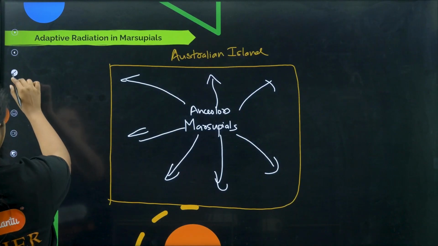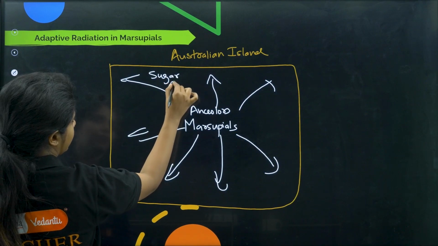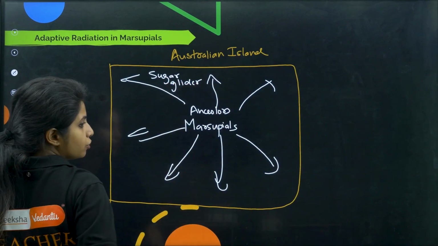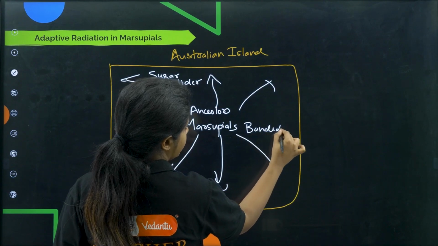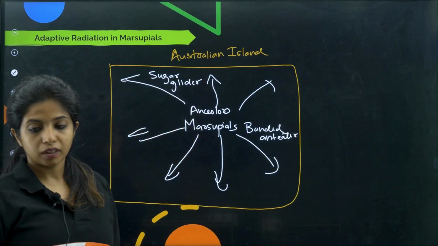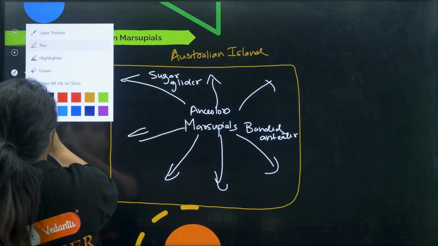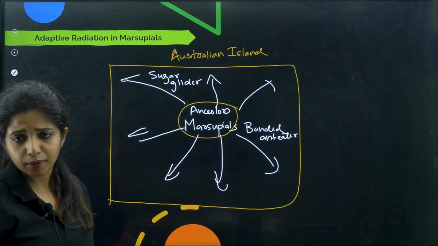Okay, sugar glider, which had something like this, which could fly also. And then you had banded anteater. Okay, so I said marsupials were there, the common marsupials were there, and they radiated into different forms. This is an example of adaptive radiation.